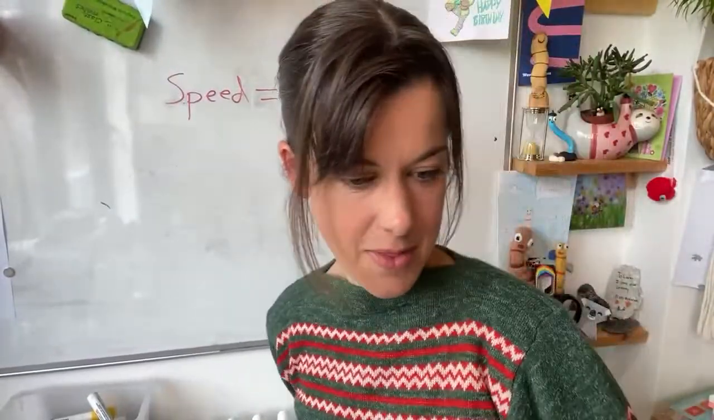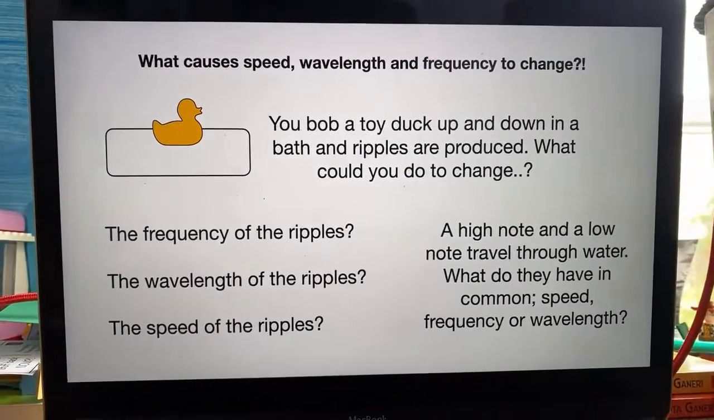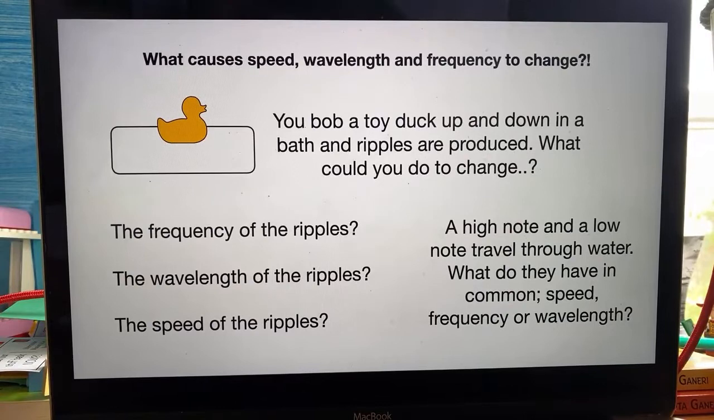Right, I think you can have a little go at these questions then for me, see if you've understood that. What causes speed, wavelength and frequency to change? Let's think about that. Pretend you bob a toy duck up and down in a bath and ripples are produced. What could you do to the duck to change the frequency of the ripples, the wavelength of the ripples, and the speed of the ripples? And if you're okay with that, a high note and a low note travel through water. What do they have in common? Is it speed or frequency or wavelength, or is it a couple of those things? That's a good one, isn't it? Oh, pleased with that question. That's a good bit of revision for sound.